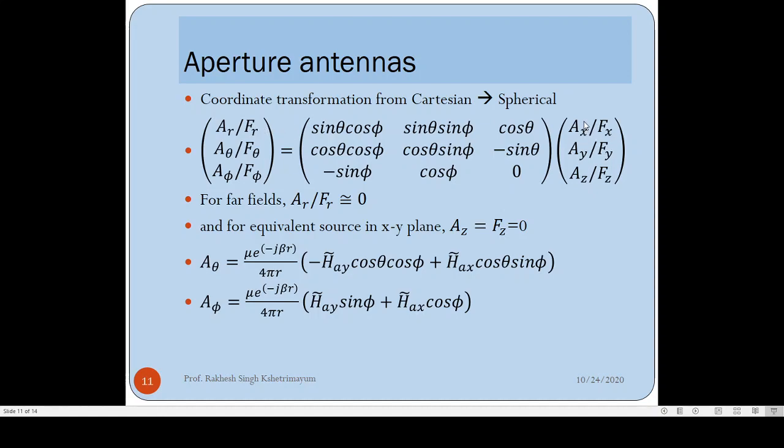Let's say you want to transform ax, ay, az to ar, a theta, a phi. You multiply by this coordinate transformation matrix. We discussed how to get this matrix in one of the previous classes. Similarly, if you want to find fr, f theta, f phi from fx, fy, fz, you multiply by this coordinate transformation matrix. So now in the far field of the antenna, we will not have any components ar or fr, they are 0.